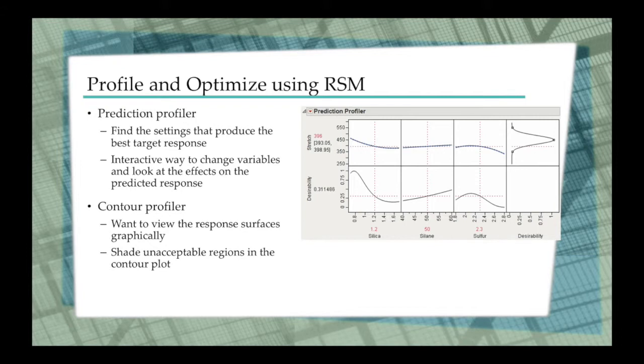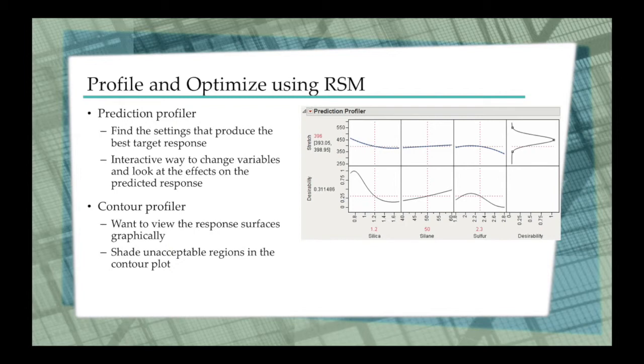The prediction profiler is used to find the settings that produce the best response target, and it is an interactive way to change variables and look at the effects on the predicted response. In the picture is an example from the data set Bounce Data. The first three plots display prediction traces for each x variable, which is the predicted response as one variable is changed while the others are held constant at the current values. The bottom three plots are the plots for each factor showing its desirability trace.